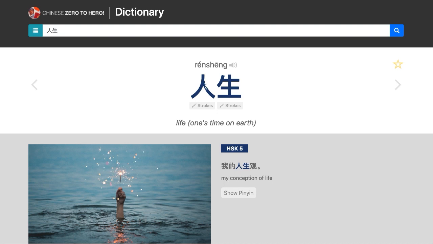But if you were to look up 人生, you can see that it would mean life as in one's time on earth. So my whole life would be 我的人生.